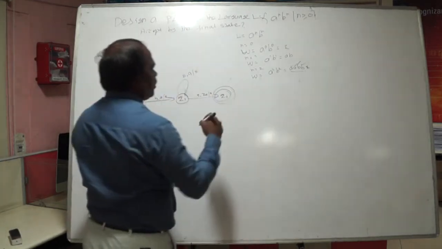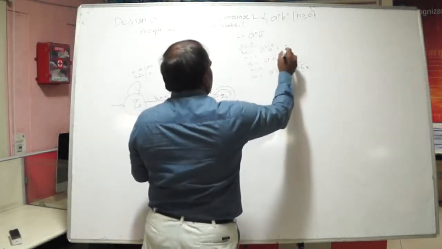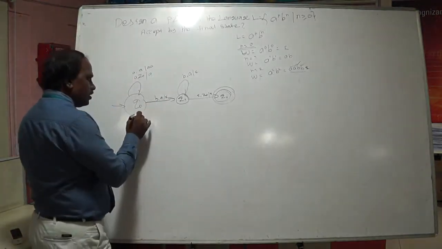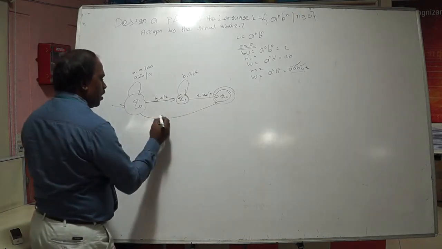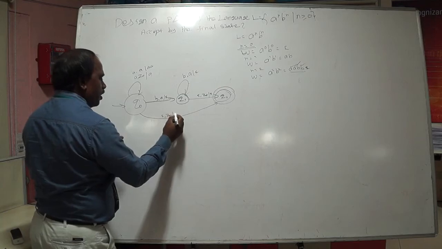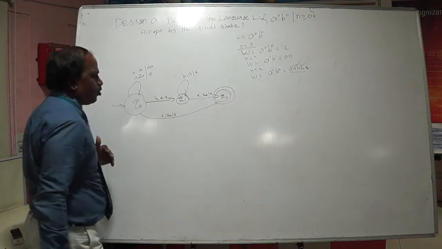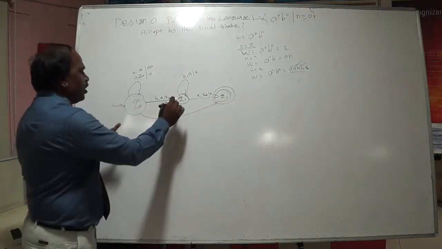So there is a possibility: if n equals 0, the input is epsilon. If it is so, Q0 is directly reached to Q1. So what is that? Input is epsilon, stack content is Z0. Another thing you have to do: epsilon is there in the stack, so it will reach directly to Q2. So Q2 is the final state, Q0 is the initial state, Q1 is the middle state.